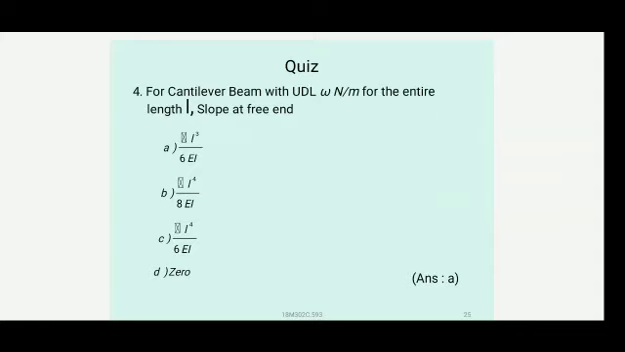Next, quiz 4. For a cantilever beam with uniformly distributed load, small w Newton per meter for the entire length L, slope at free end: A, WL cube by 6EI. B, WL to the power of 4 by 8EI. C, WL to the power of 4 by 6EI. D, 0. The answer A is correct, WL to the power of 3 by 6EI.